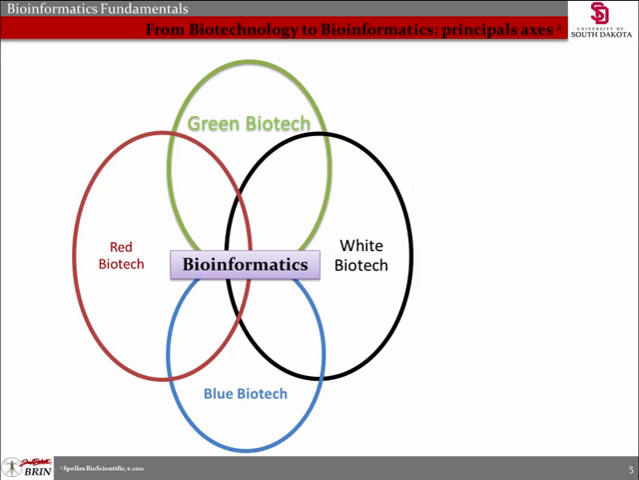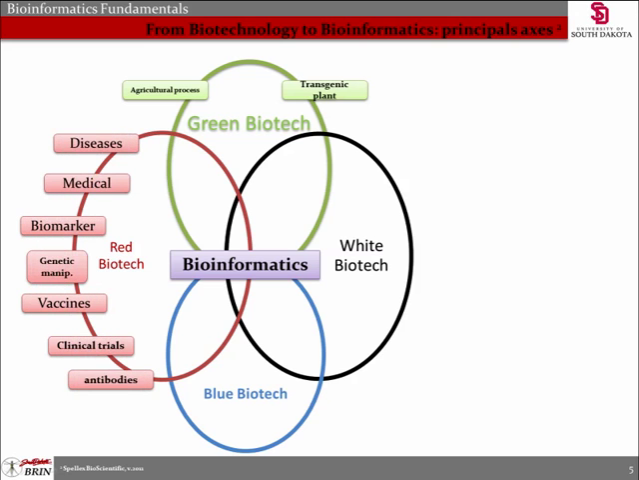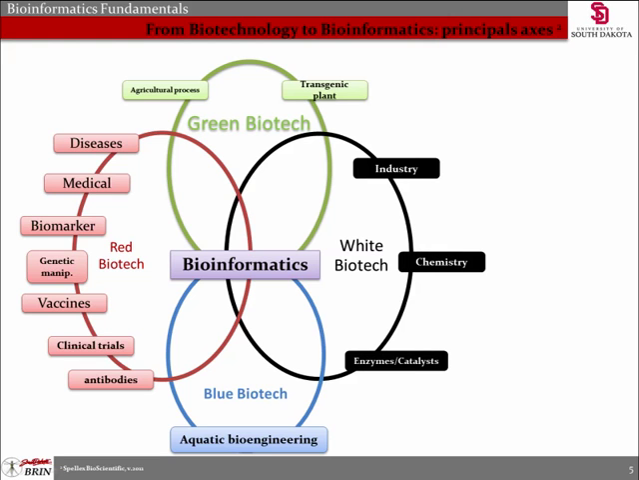This map is organized around four principal axes. The first ring is green biotech, for plant modification and agricultural processes. The red biotech is for animals and healthcare practical purposes. The blue biotech is for aquatic bioengineering, which is a relatively new and growing section, and the black biotech includes industrial biotechnology uses.